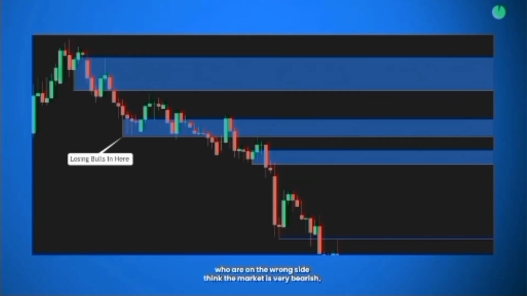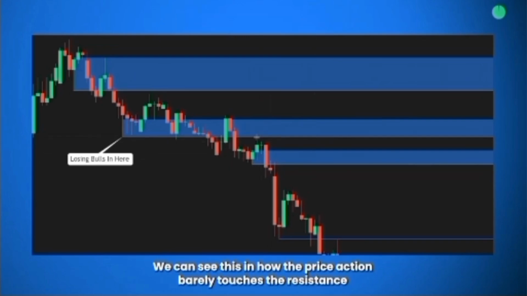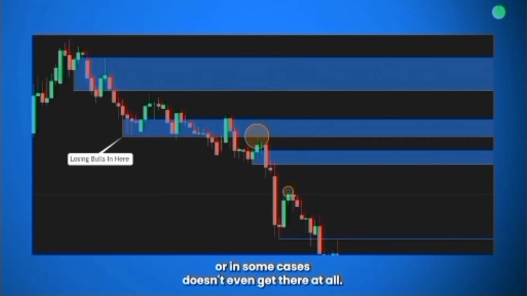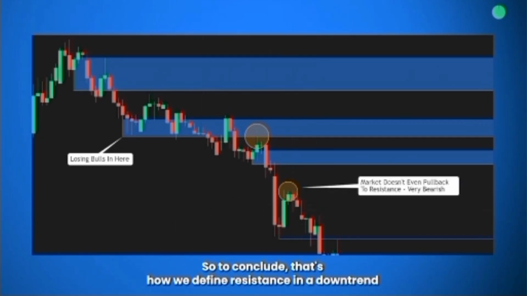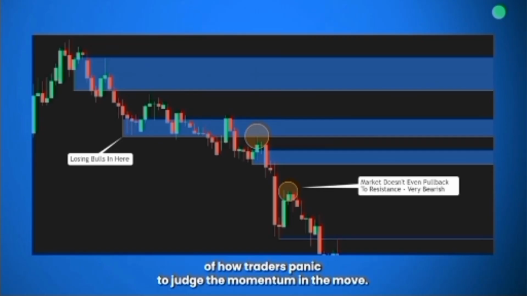If experienced traders who are on the wrong side think the market is very bearish, they won't wait for the market to pull back so they can break even on their losing trades. They'll front run the market and accept a loss instead. We can see this in how the price action barely touches the resistance, or in some cases doesn't even get there at all. So to conclude, that's how we define resistance in a downtrend, connect it with supply in the market, and use our understanding of how traders panic to judge the momentum in the move.